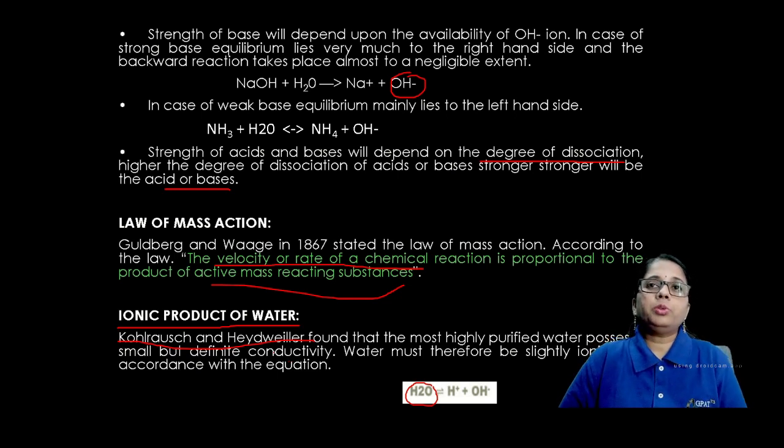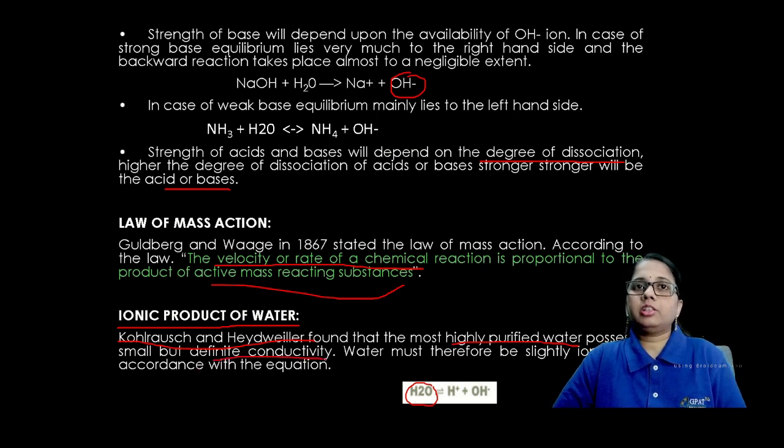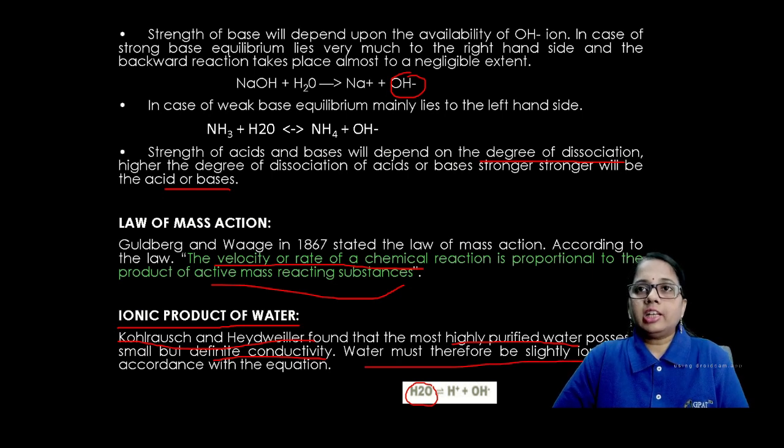Highly purified water, which is used for the preparation of all the saline solutions, is going to possess a small but definite conductivity. So water must be slightly ionized in accordance with this equation. That means we know that H2O is going to be dissociated into H plus and OH minus ions.